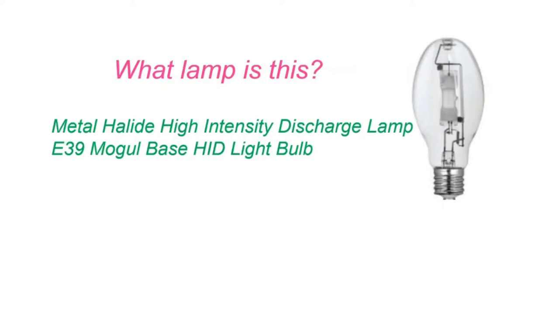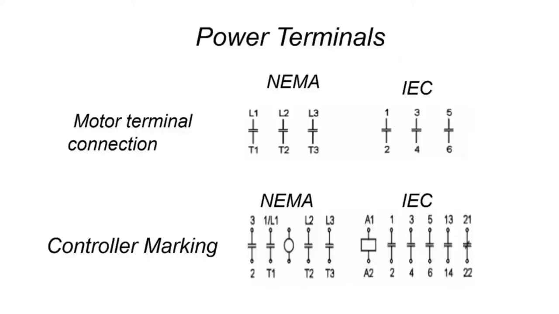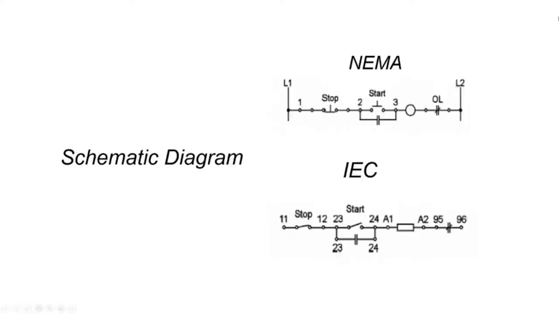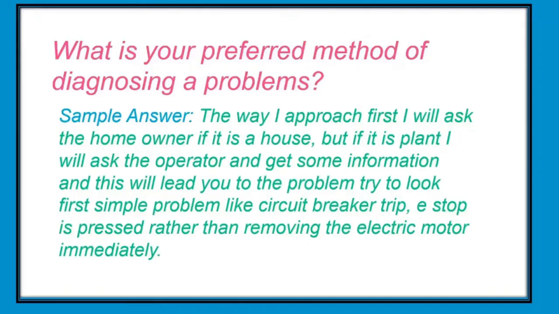It's an ideal light bulb. Are you able to calculate wire fill? You should familiarize yourself with the electrical reference and National Electrical Code. There are questions about NEMA and IEC. NEMA stands for National Electrical Manufacturers Association, and IEC stands for International Electrotechnical Commission. Regarding electrical schematic diagram, I have here schematic diagram for NEMA and IEC. Just check the symbol and markings or numbering system.